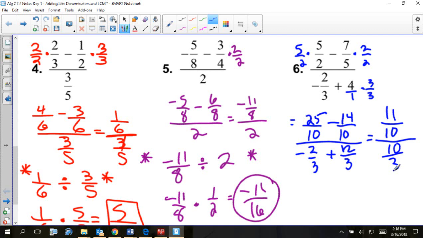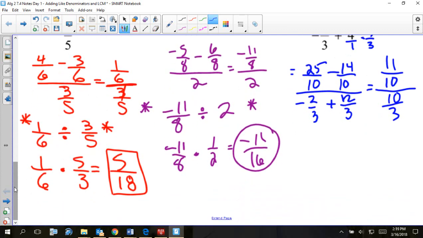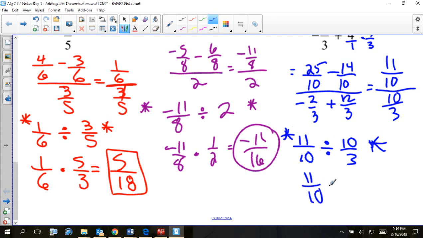Now I'm dividing. So I'm going to write division: 11/10 divided by 10/3. I just wrote it as division. This is the step people make silly mistakes on. Now I change it to multiplication: 11/10 multiplied by 3/10. Go straight across, you get 33/100.